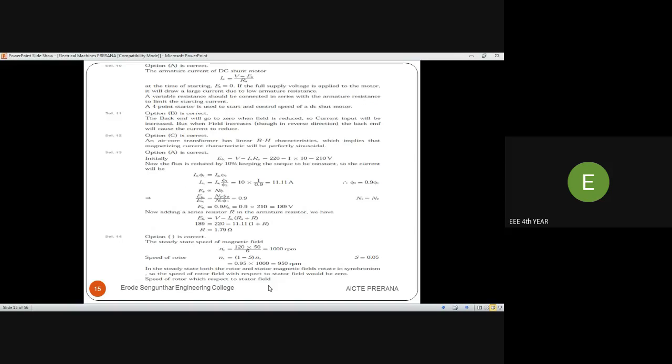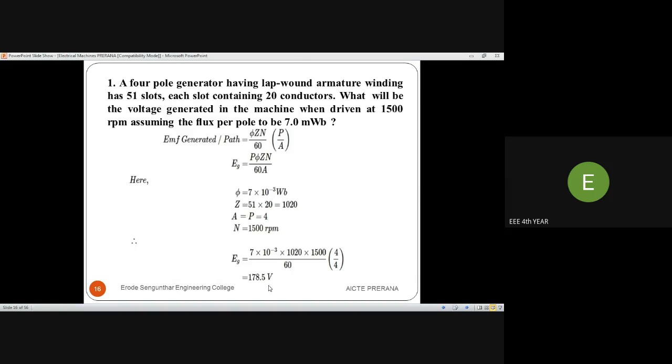Next, we discuss some sample problems for DC generator. A 4-pole generator having lap wound armature winding which has 51 slots, each slot containing 20 conductors. What will be the voltage generated in this machine when driven at 1000 rpm, assuming the flux per pole to be 7 milliweber? We know that E is equal to P phi N Z by 60 A. The data are already available: flux phi, Z, A and N. We can substitute these parameters and get the generated EMF value.